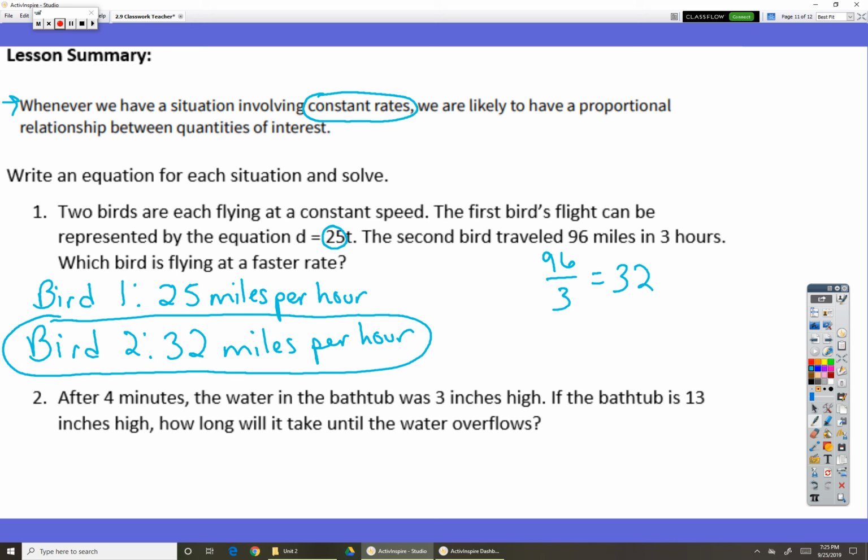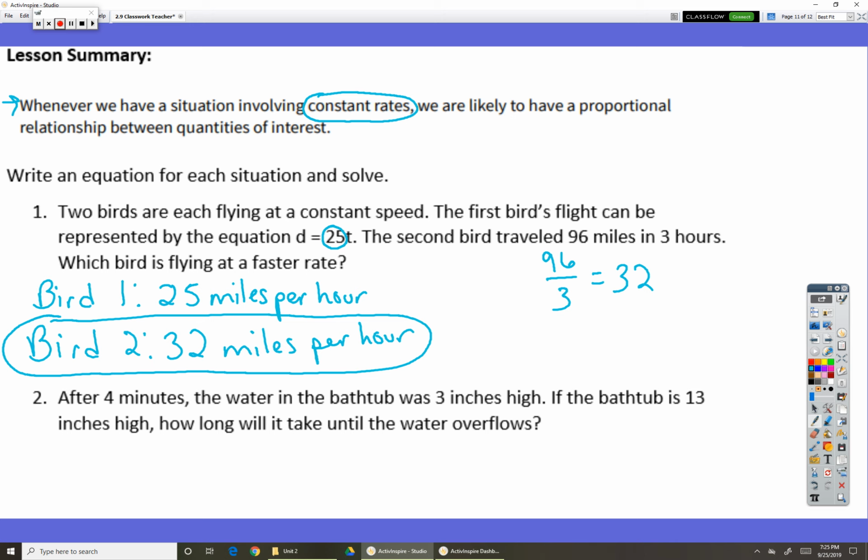Okay, number 2 says, after 4 minutes, the water in the bathtub was 3 inches high. If the bathtub is 13 inches high, how long will it take until the water overflows? This is a very real question. If any of you have ever overflowed a bathtub, this could be a very useful thing to actually time yourself and figure out at home.